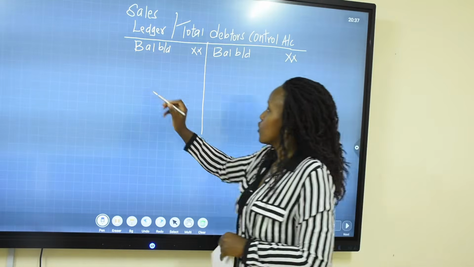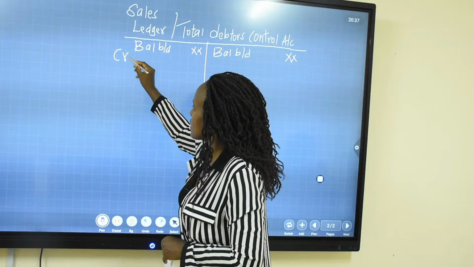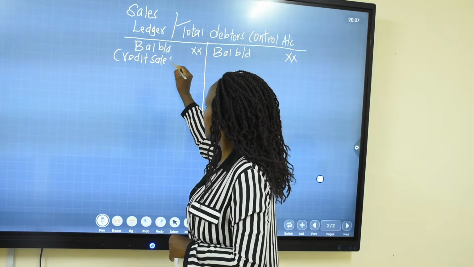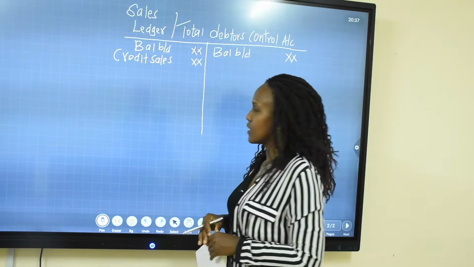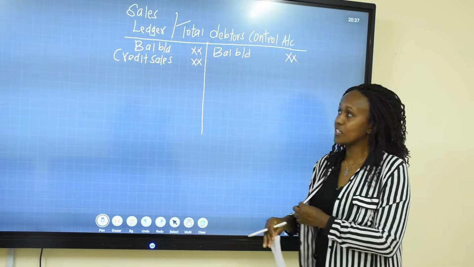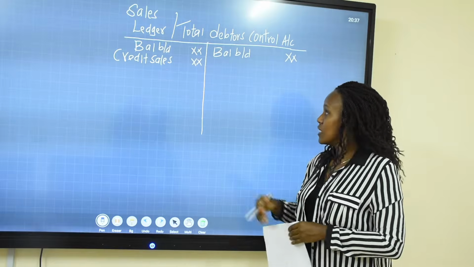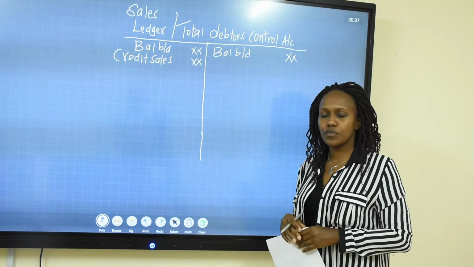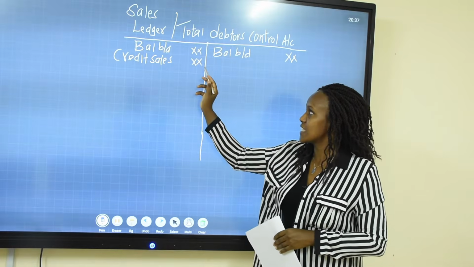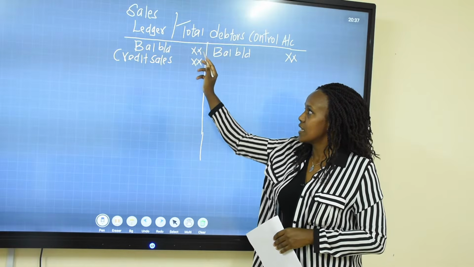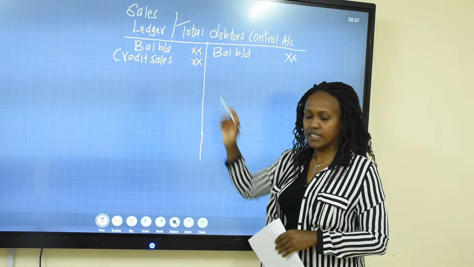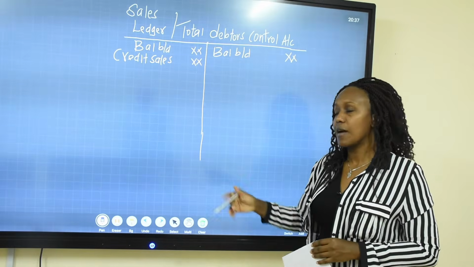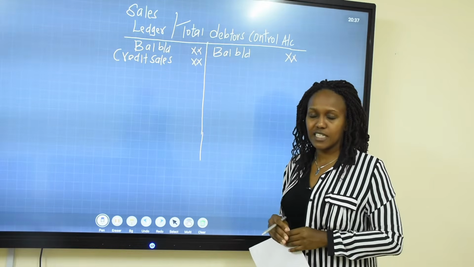Then we have said we want to combine all their credit sales into this account, because they are the ones that are increasing the amount that is owing to debtors. Now in this control account, we want to see what is going to be the total debt owing from our debtors. Now it is the balance brought down plus the credit sales. What is going to reduce the amount that is due from these debtors?